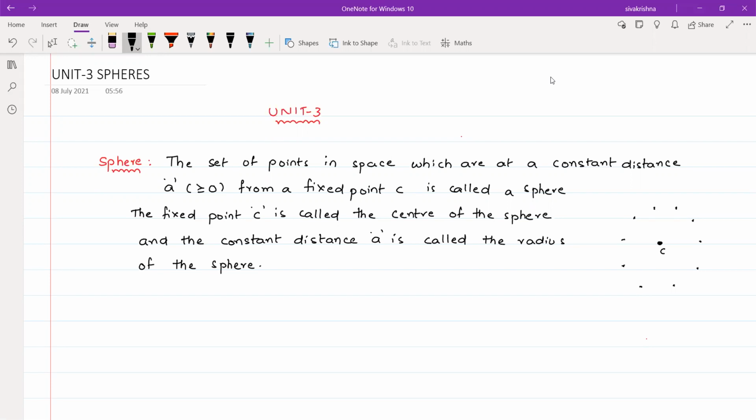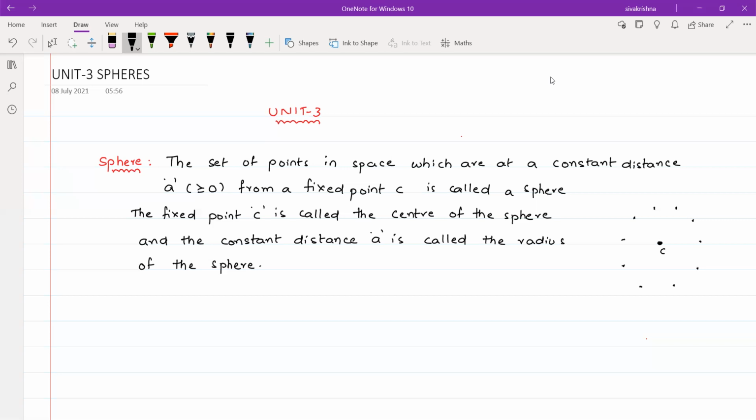Okay. So coming to the diagram, I have represented point C as a fixed point and all the points around the C are at a constant distance from C. Here constant distance is nothing but the distance from C to each and every point around the C should be equal. Okay. So this is the definition of the sphere. Here the fixed point C is called the center of the sphere and the constant distance is called the radius of the sphere.